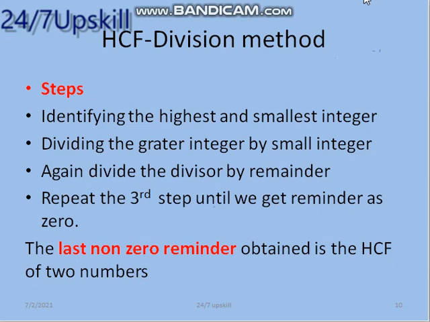When we are calculating HCF under the division method, we need to follow four different steps. So let us check one by one.